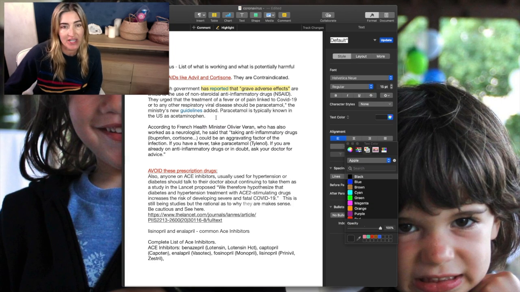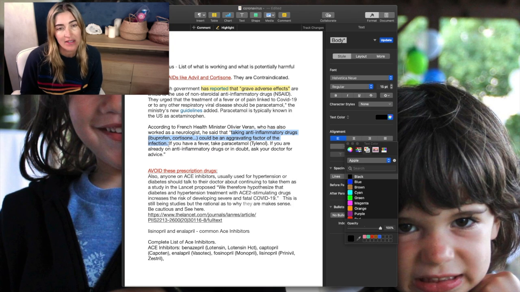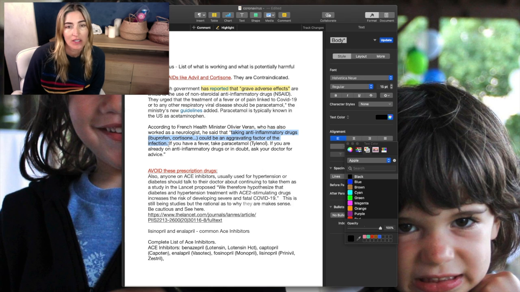According to the French health minister, who also worked as a neurologist, taking anti-inflammatory drugs could be an aggravating factor of the infection. And again, he said to take paracetamol, and if you're already on anti-inflammatory drugs, ask your doctor for advice.